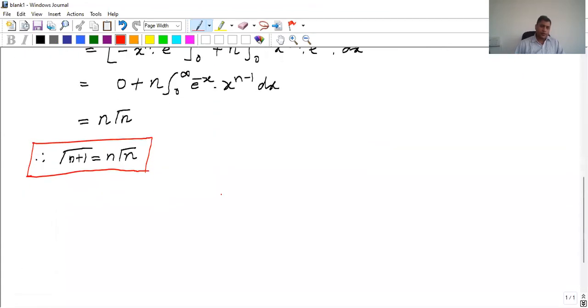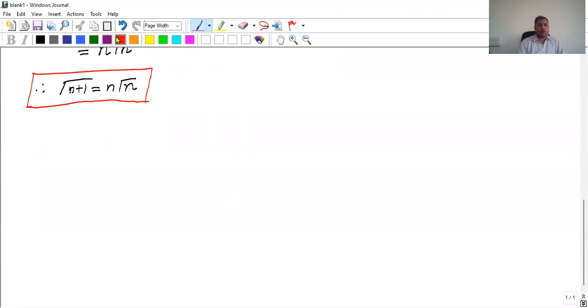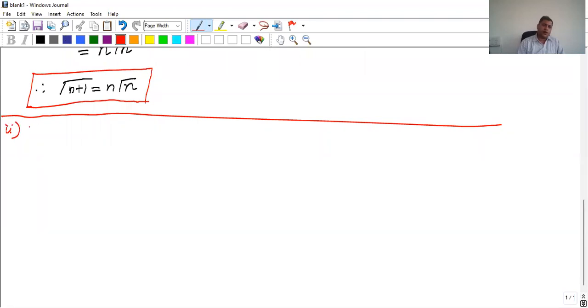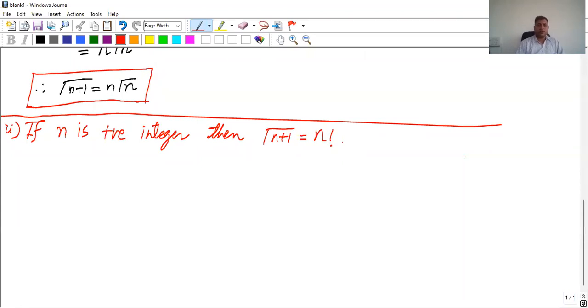Now let us consider the next one. What we can have is the second property. If n is positive integer, then gamma of n plus 1 is equal to n factorial. So if n is a positive integer, then gamma of n plus 1 is equal to n factorial. So this is what we want to prove now. So let us try to prove it.